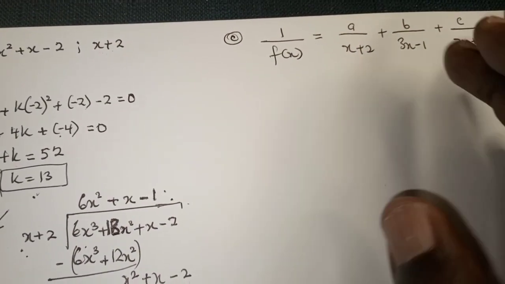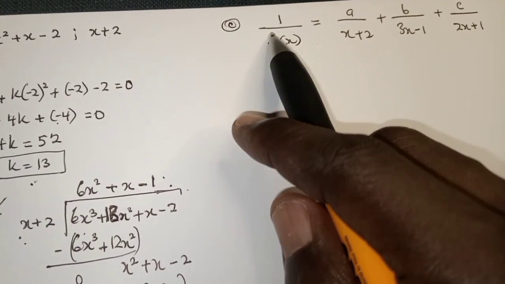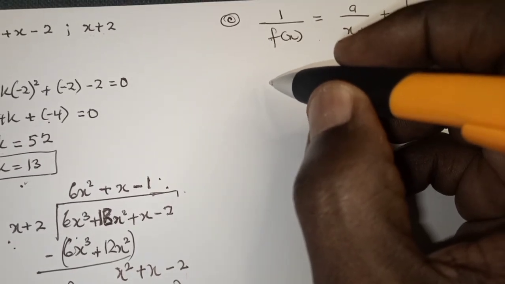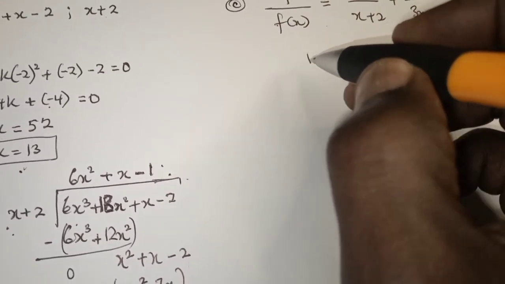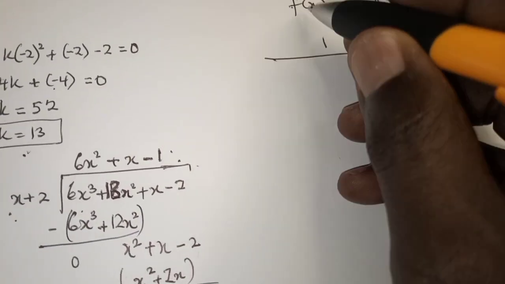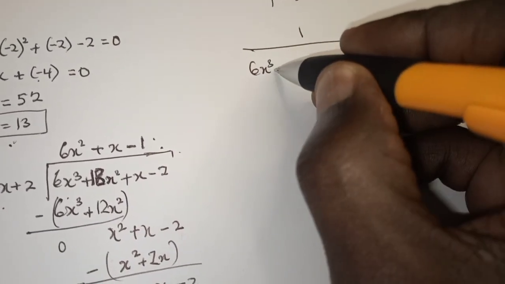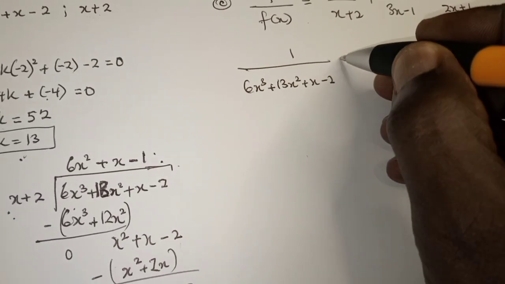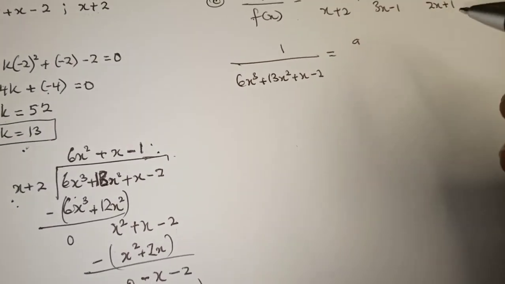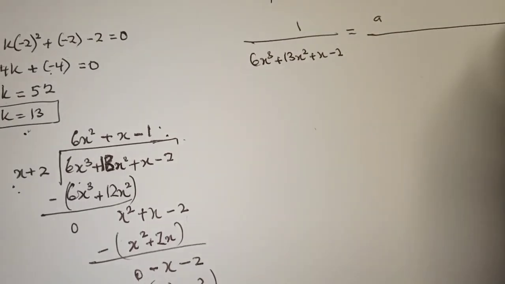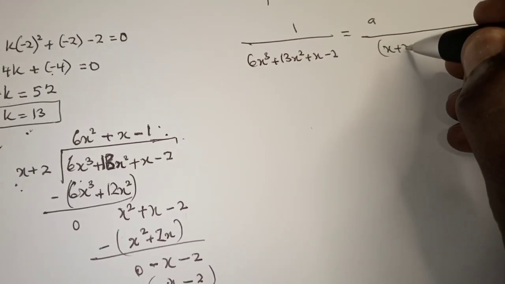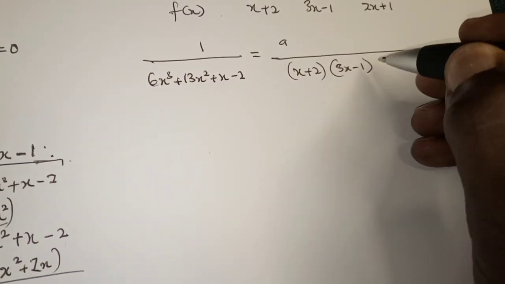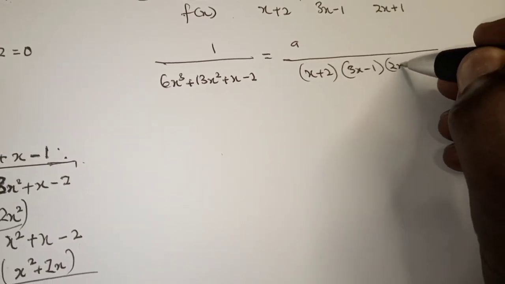like partial fractions. So in substituting this one, you have the f of x, which you already know. So f of x is 6x cubed plus 13x squared plus x minus 2, and 1 on that equals a. Now we can simplify this by finding the LCM, so you have x plus 2, 3x minus 1, then 2x plus 1.